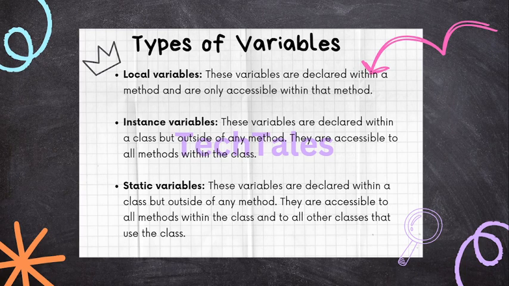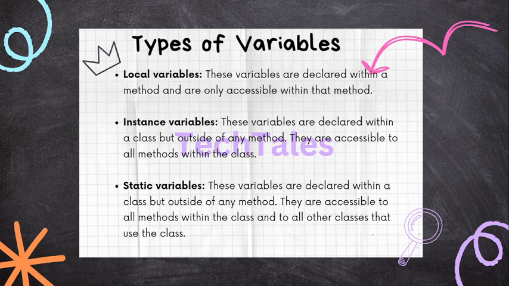Third one is the static variables. These variables are declared within a class but outside of any method, but you have to write the static keyword before you declare them. If you want to declare any variable as static, you have to use the static keyword. We will see the static keyword in my further videos.